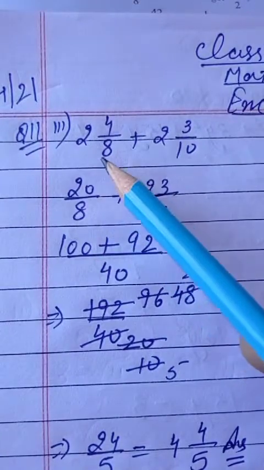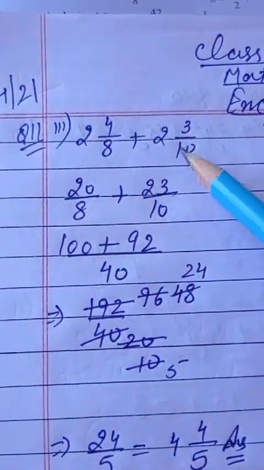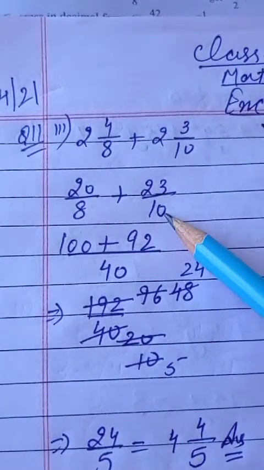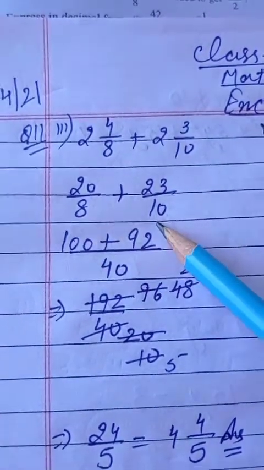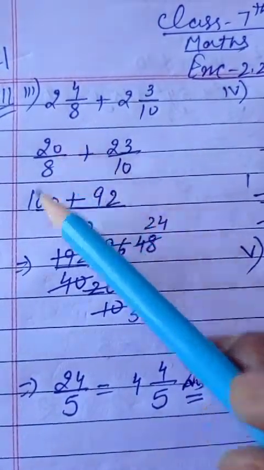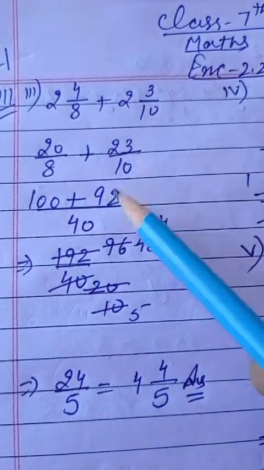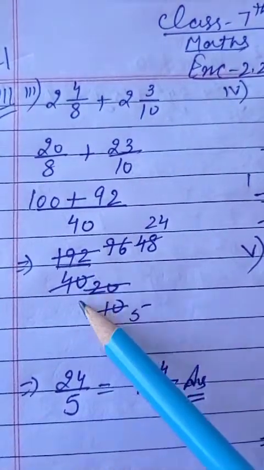Mixed fractions are given. So let's change it. 8 2s are 16 plus 4, 20 by 8. 10 2s are 20 plus 3 is 23 by 10. Then you can take LCM of 8 and 10. That will be 40. 40 divided by 8 is 5. 5 into 20 is 100. 40 divided by 10 is 4. 4 into 23 is 92. You will get 192 by 40.